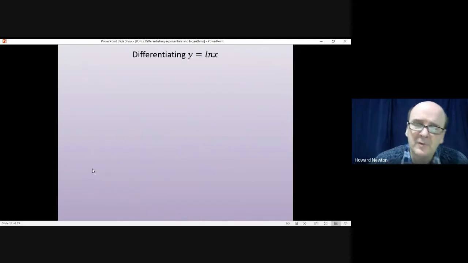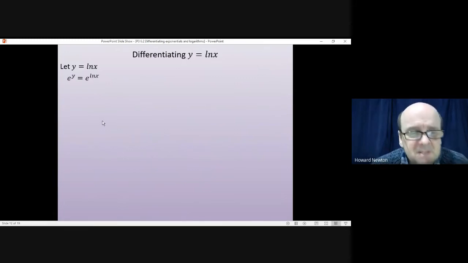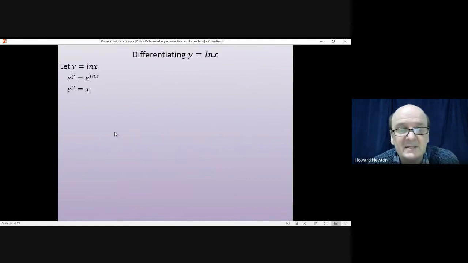Okay, what about log x, log to the base e of x? How do we differentiate that? Well, the method is we let y equal log x, and then this next step is the slightly strange one. We choose to take e to the power of y and e to the power of log x. So we do e to the power of both sides, e to the power of the left-hand side, e to the power of the right-hand side. And the reason why we do that is because e and log are inverse functions, so they cancel each other out. And the right-hand side simplifies to x.